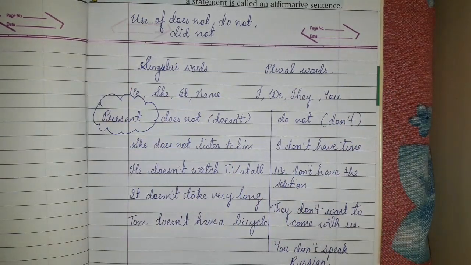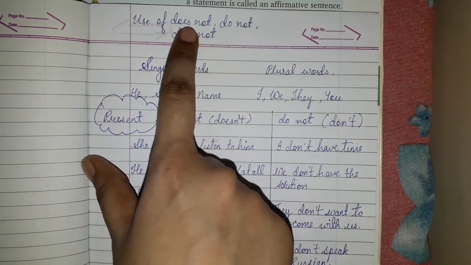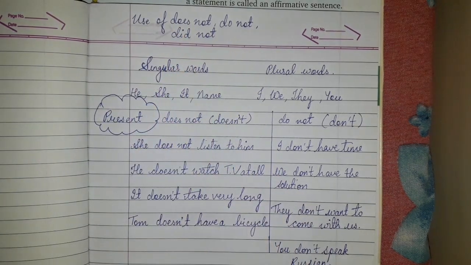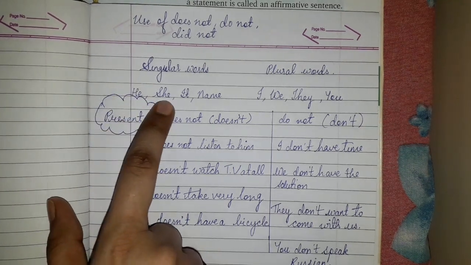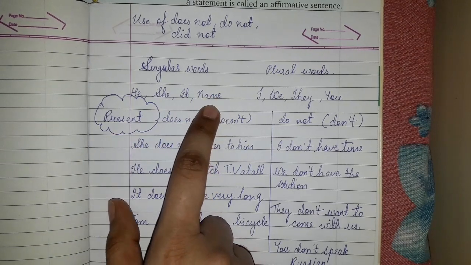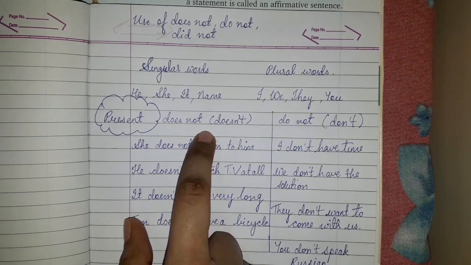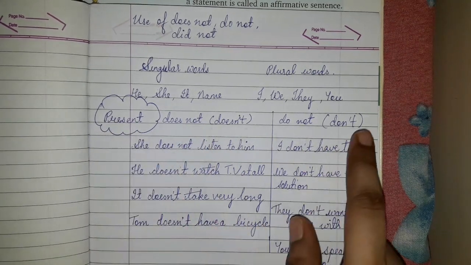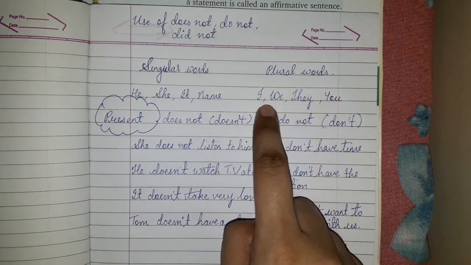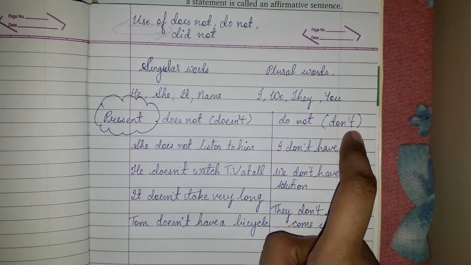In this portion, I'll be teaching you the use of does not, do not and did not. When do we put does not? When do we put do not and did not? When we talk about present tense, with these words he, she, it and the name of the person, we put does not. And when we talk about present and plural words, with I, we, they, you, we always use do not. Is it clear?